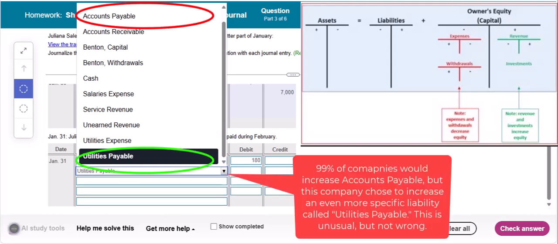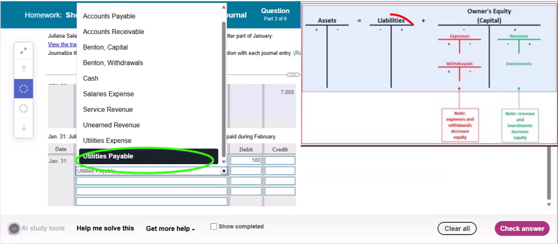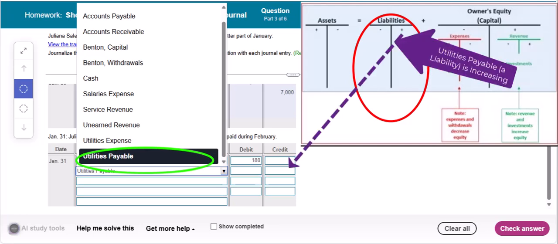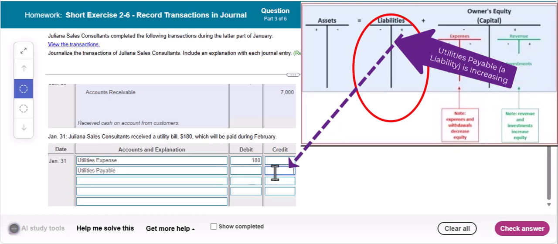Accounts payable, which is what most companies would use, to be honest with you, or do you use a more specific utilities payable? So we have to use the utilities payable because that's what this is for, utilities. And what kind of account is utilities payable? It's a liability. And if this liability is increasing, that is going to be a credit on the right-hand side. So let's go ahead and input utilities payable for 180, since these are getting paid at a later date.